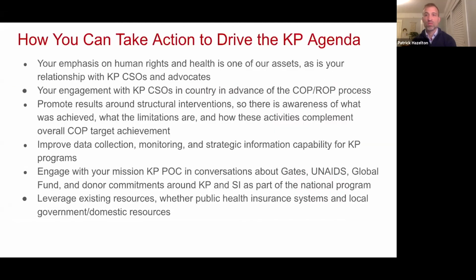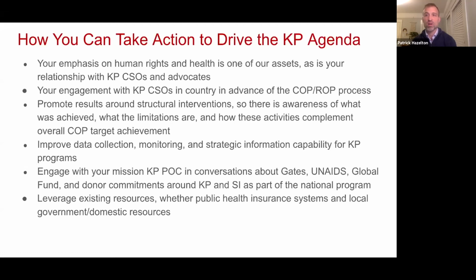So I just wanted to leave you with a little taste of how you, as local partners, can take action to drive the KP agenda. So again, there's a long, robust involvement of civil society in KP programming, and making sure as part of the annual COP processes that KP issues are heard loud and clear, especially with this renewed emphasis on human rights. Your knowledge of human rights and health is one of our assets, as well as your relationship with KPCSOs and advocates. So be sure to engage with KPCSOs in advance of the COP process.